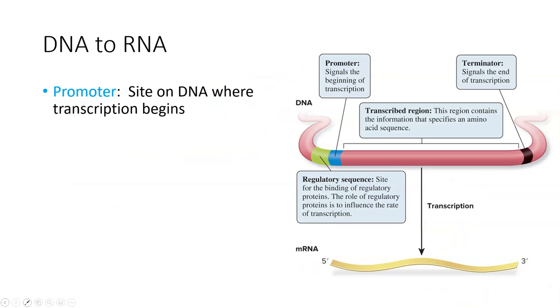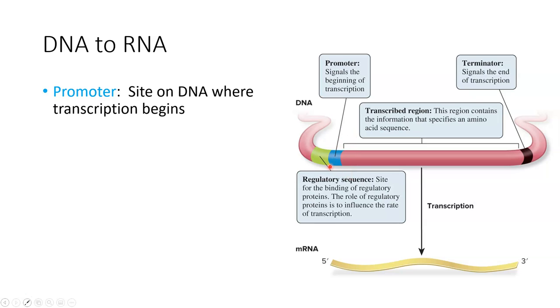So as we go from DNA to RNA, let's talk a little bit more about that process. There are a few components on our DNA that are critical to how we start this process. The first one is a promoter. A promoter is where on the DNA we start our transcription process. So we're trying to go from DNA to RNA. A promoter tells us where to start.